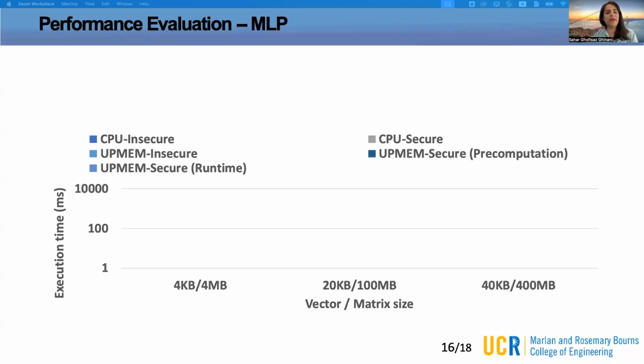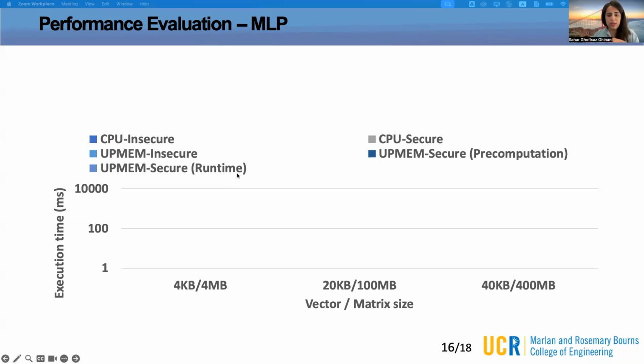We are comparing our work with three other baselines. First, CPU insecure is the insecure implementation of each application using only the CPU. CPU secure is the TEE-based implementation of each application. UPMEM insecure is the implementation of each application using UPMEM with no security consideration. And UPMEM secure is our scheme, with and without the precomputation stage.